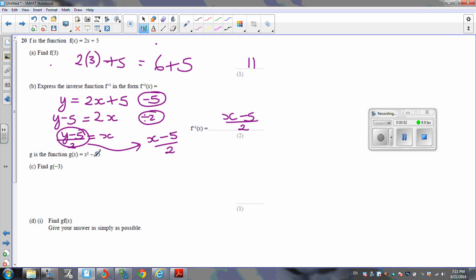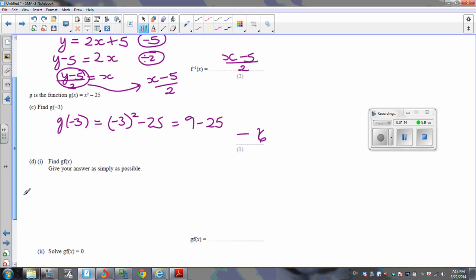Okay, so we have g of x is x squared minus 25. So g of minus 3, well, we're going to replace x with minus 3, so that's minus 3 squared minus 25. Well, minus 3 squared is 9, and 9 take away 25 is minus 16.